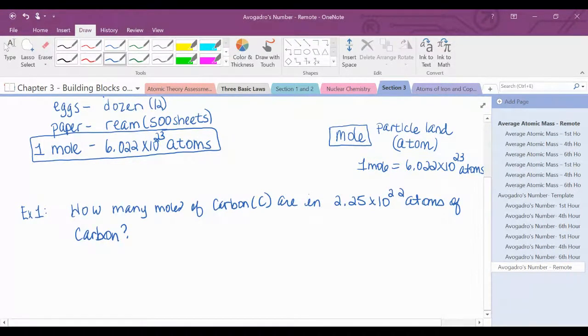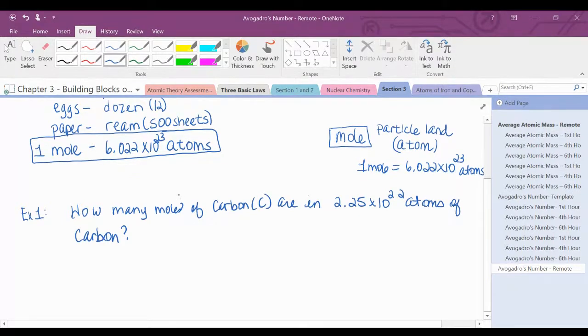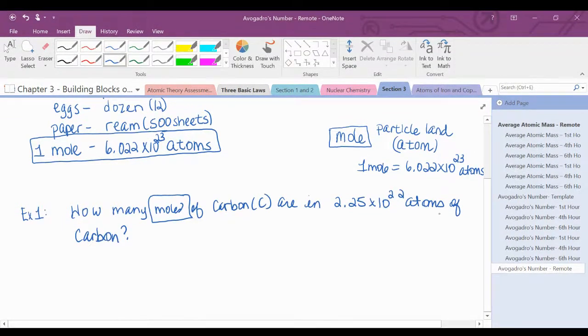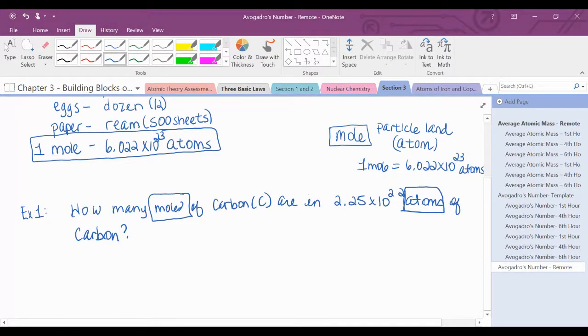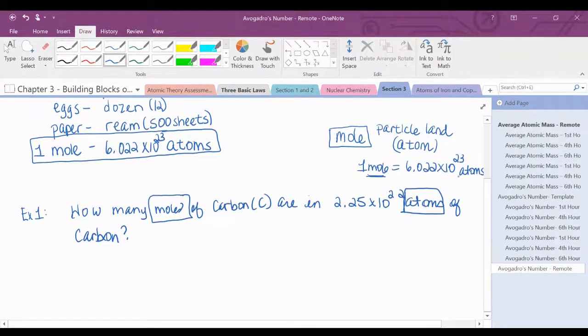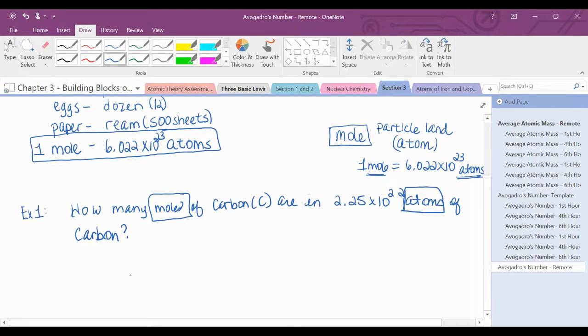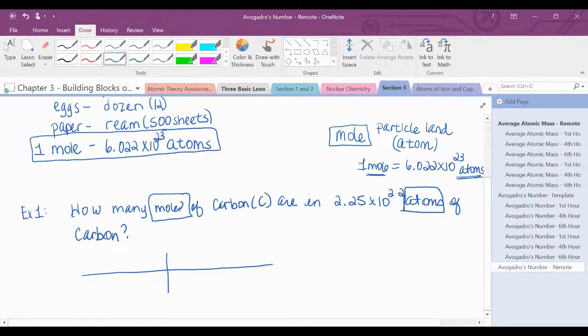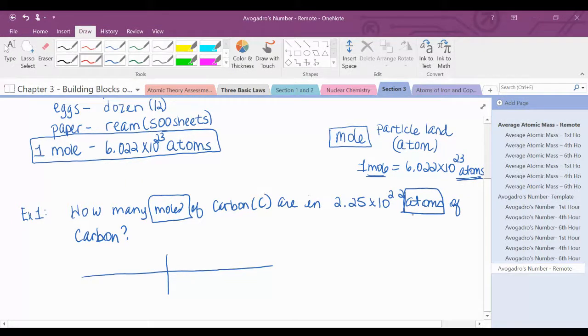Okay, so when I look at my problem, I can see the unit moles and I can see the unit atoms. And so my conversion factor that I know involves moles and atoms. So we're only going to have one conversion factor. So remember about dimensional analysis. My given is whatever I know the number and the unit of.